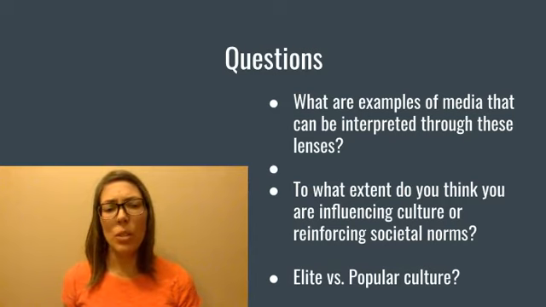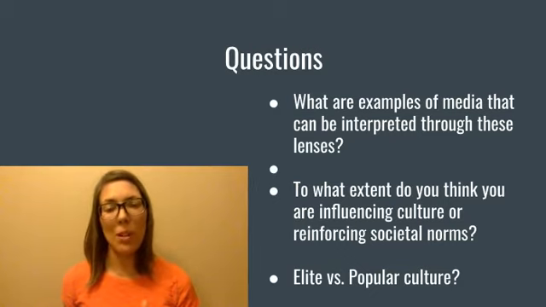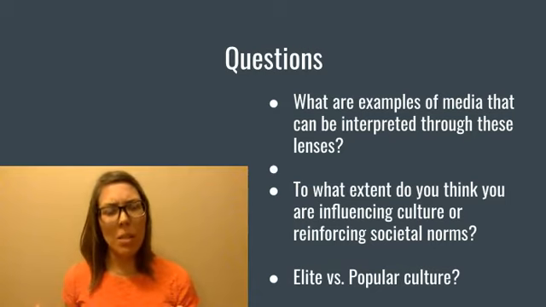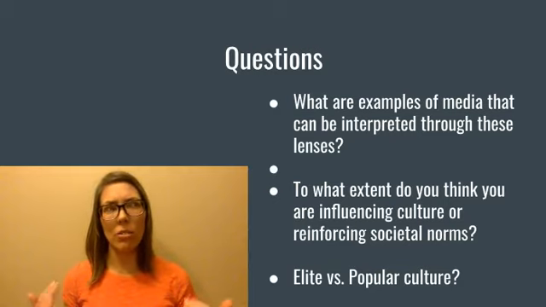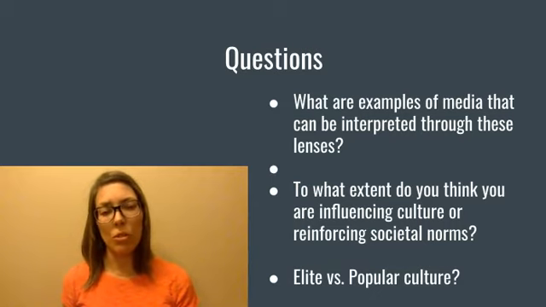And then think about, to what extent do you think you're influencing culture, or are you reinforcing societal norms? So thinking about the Marxist theory and the base and the superstructure, take some time to reflect on that and think about, how do you think that you are or are not influencing, or how you are being influenced to perpetuate cultural norms because of media.